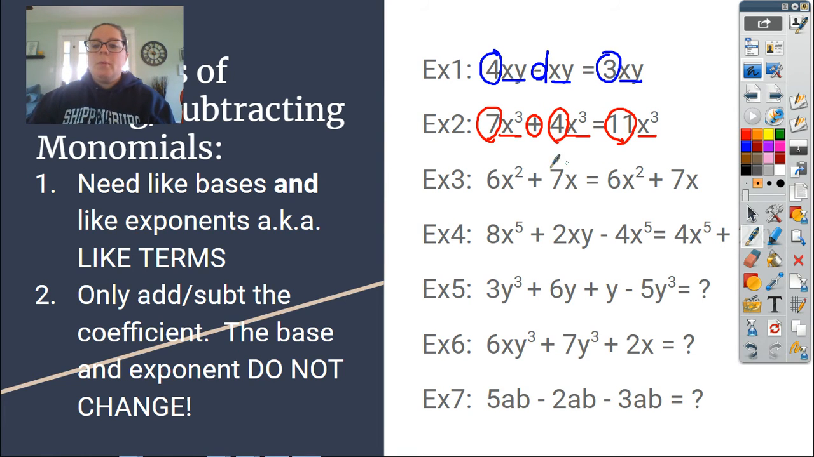Okay, in this problem here, my base is an x with my exponent of 2, but the base here is an x with an exponent of 1. These are not like terms. Therefore, I can't do anything with these two monomials.